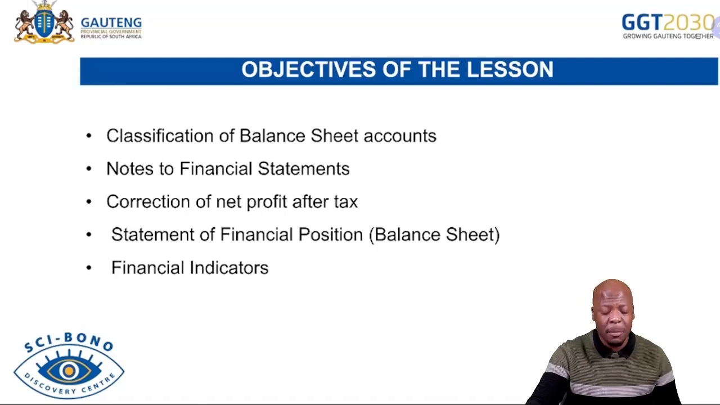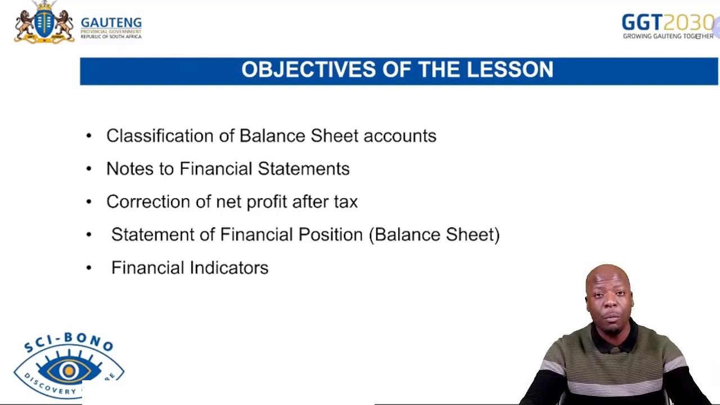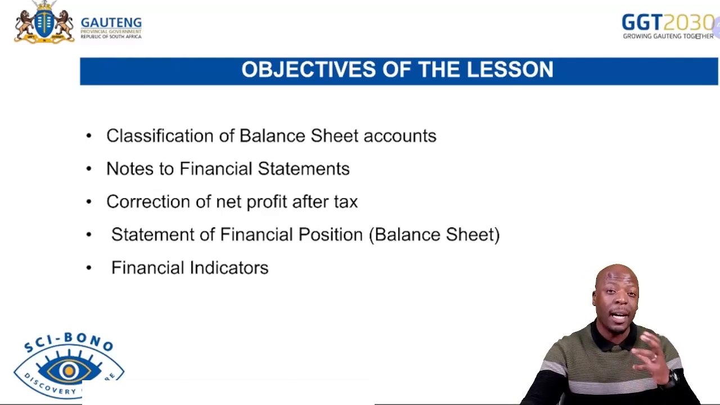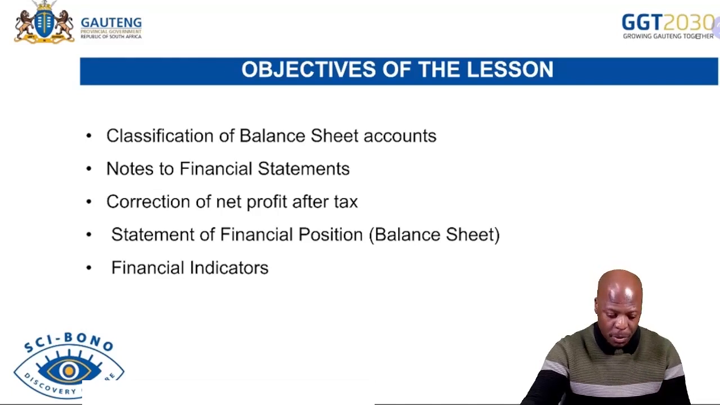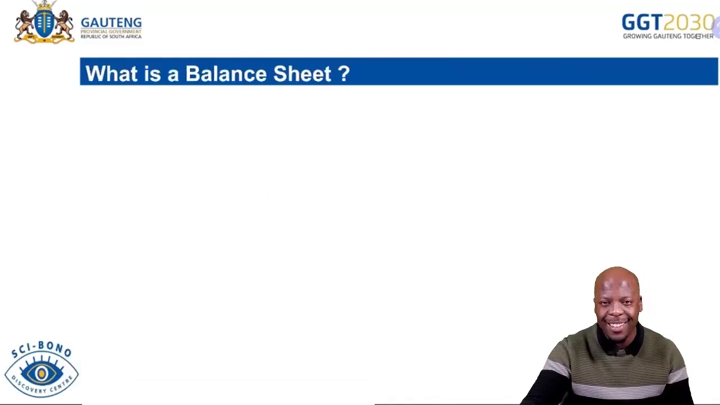My objectives today are very simple. I'm going to talk first about the classification of the balance sheet accounts. In other words, where does the balance sheet come from and everything that involves the balance sheet. And you'd understand as well that the balance sheet is like a puzzle whereby we have different pieces that we come and join together, which are called notes. So I'm going to talk about the notes to the financial statements, which are used to prepare the balance sheet. And then I will, in this lesson, deal as well with the correction of net profit after tax. How do we correct the net profit after tax? And then I will touch on financial indicators as well. So if you have a challenge with financial indicators, please stay tuned.